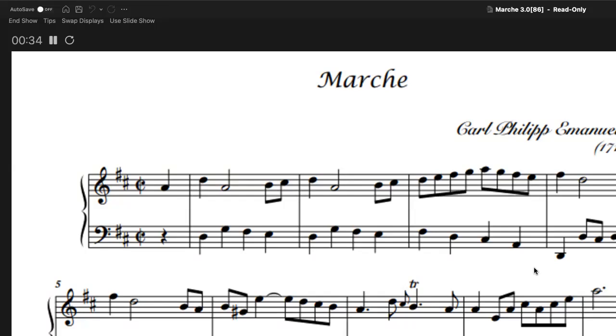So here is the lick, the motif. It is 3 notes, A, D, A. That is all. And Bach takes this and turns it into something interesting.